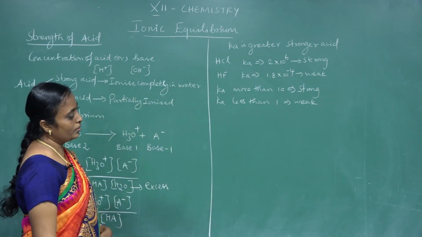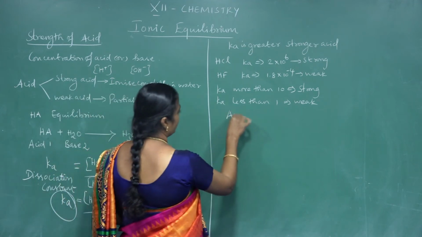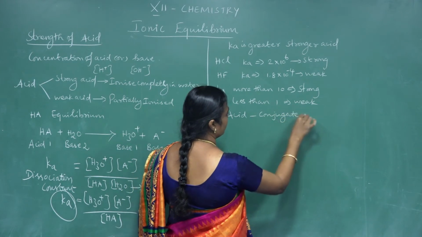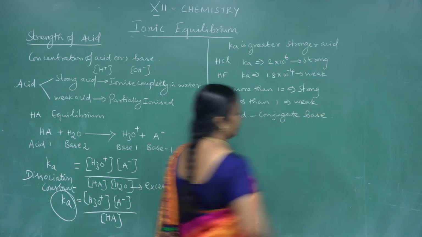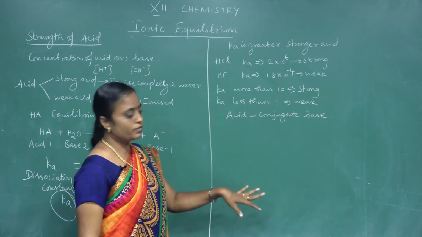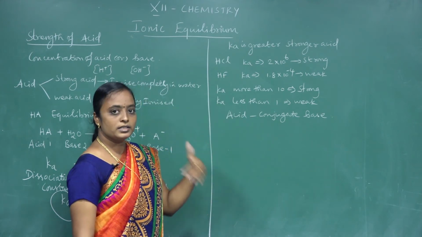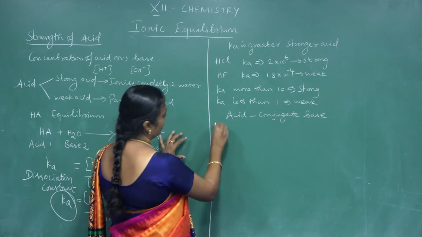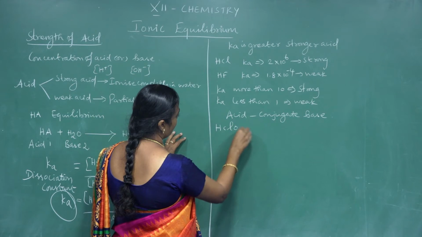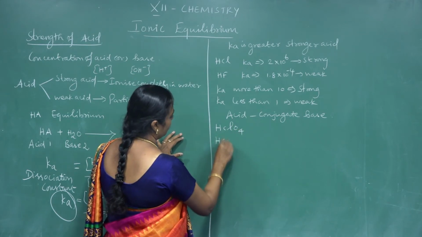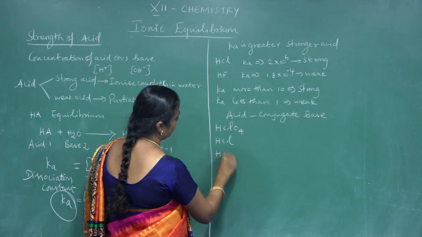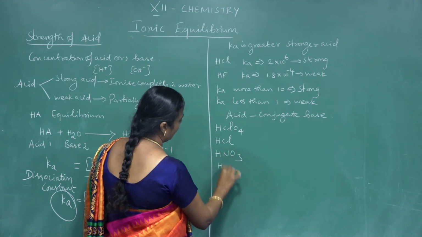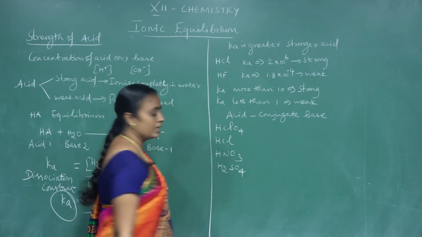Next I am going to give acid and conjugate base values, from which we can say whether it is a strong acid, weak acid or a very weak acid. For example, perchloric acid, HClO4, hydrochloric acid, nitric acid, or H2SO4 sulfuric acid.